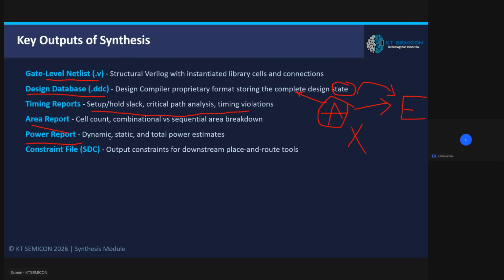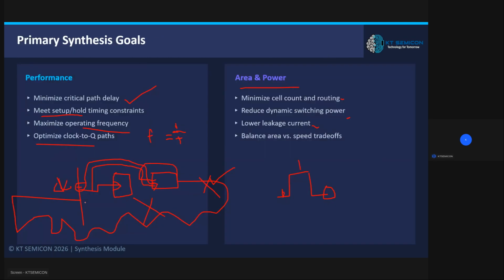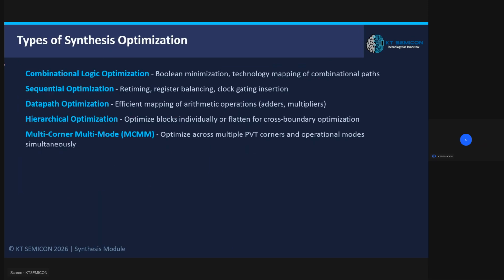In the power report we have dynamic power consumption and static power consumption; all the complete power intent information is there in this particular power report file. And the constraints file is related to complete timing also. I explained in the previous slide what is meant by SDCs and all. So that is the thing, and we have different types of synthesis optimization.